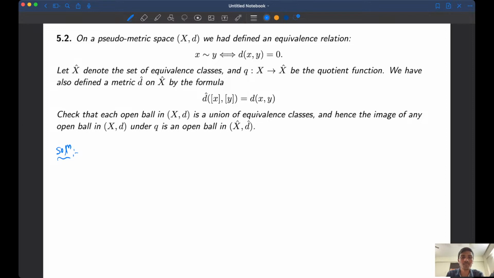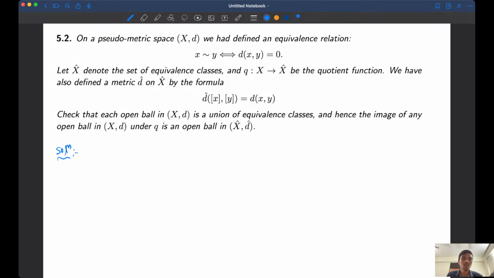Now you have a map from X to X tilde, so just send your x to its corresponding class, and that is a quotient function. On X tilde we define our topology such that this map is continuous, and this map then becomes the quotient map. And the topology on X tilde actually matches the topology induced from this particular metric. We modify the metric on X to get a metric on X tilde itself. So that topology will actually match this one.